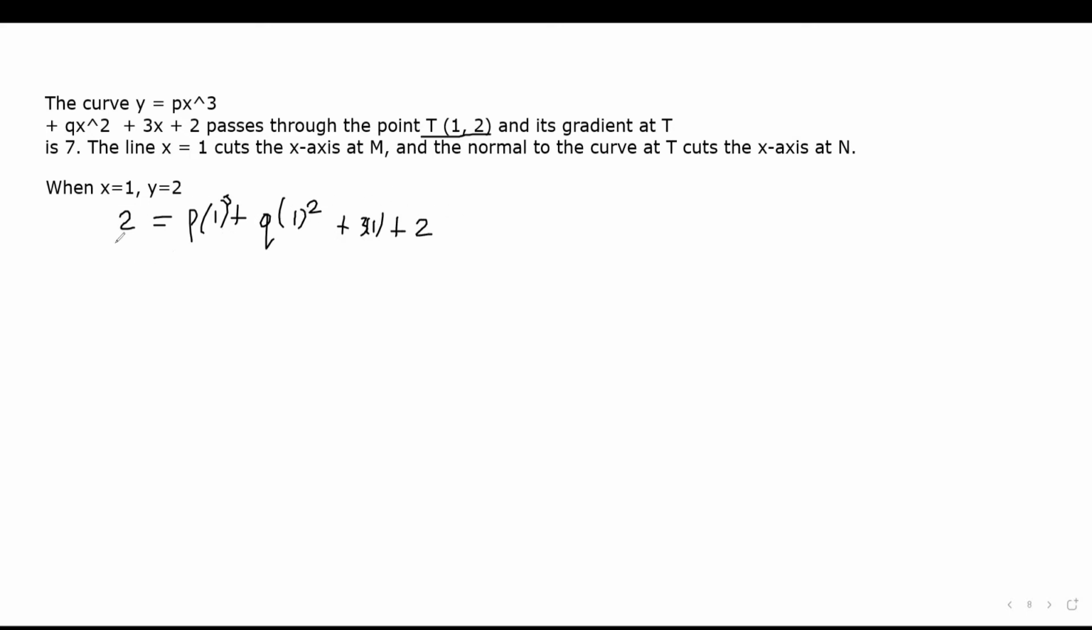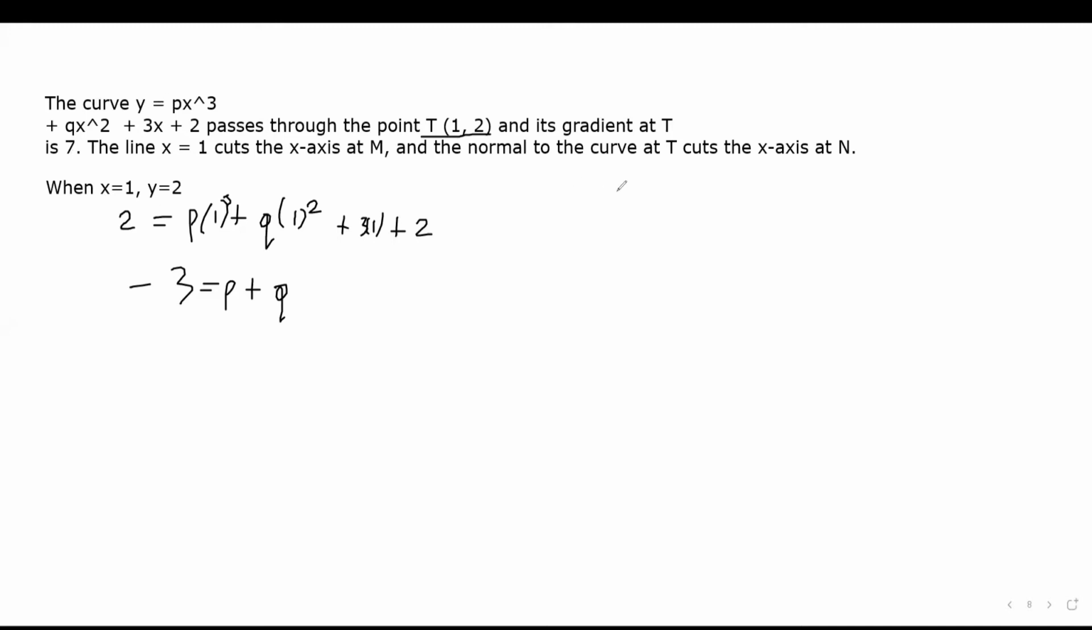Yes, sir. So now we set up our equation. We know that 3 plus 2 is 5. Bring over the 5 over here, that's negative 3. So negative 3 is p plus q. Now, they make the question even nicer. What they say now is that its gradient at T is 7.